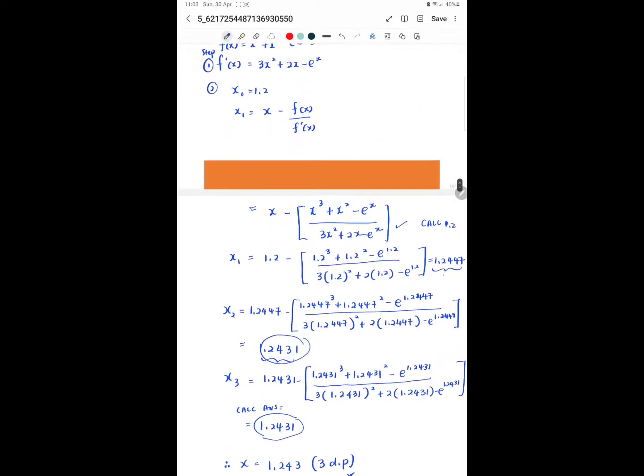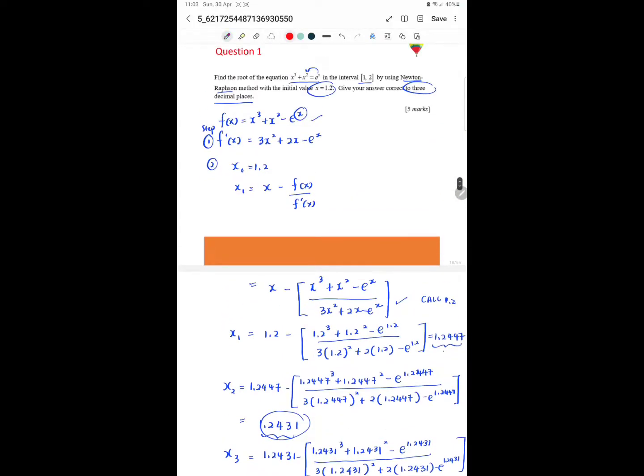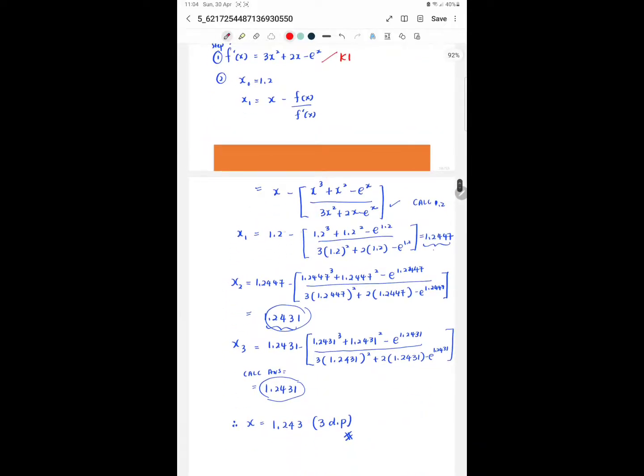So again to look at how the marks will be given. Right, bila kita differentiate fx tu dapat 1 markah. Lepas tu kita masukkan yang initial value ni dalam persamaan formula tu lah, k1, and then jawapan tu j1, and then untuk 2 ni k1, final answer j1. So total for question 1 is 5 marks.